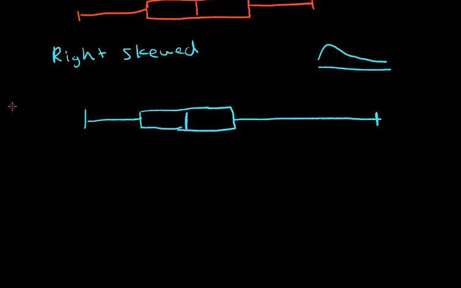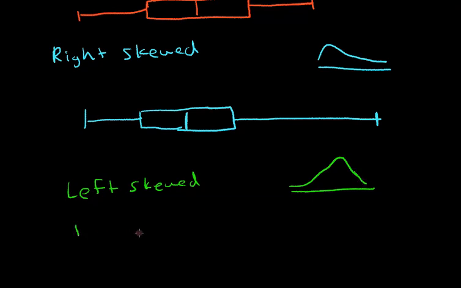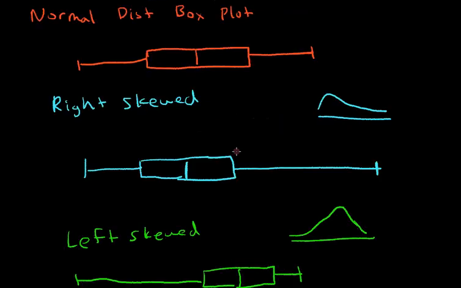Lastly, what does a left skewed look like? It looks pretty much like the opposite of a right skewed. Remember, left skewed has a long left tail. So we would have a long tail to get to the min, then all of the data would be over here to the left. So you can get a sense for what the shape of the distribution is based off of the box plot.